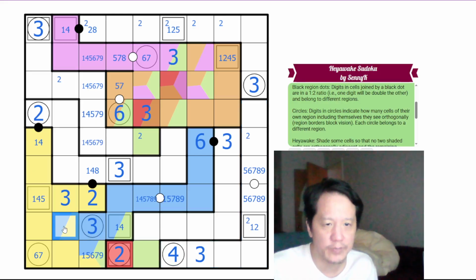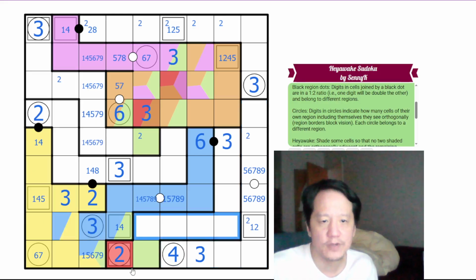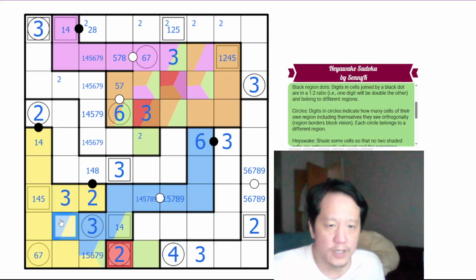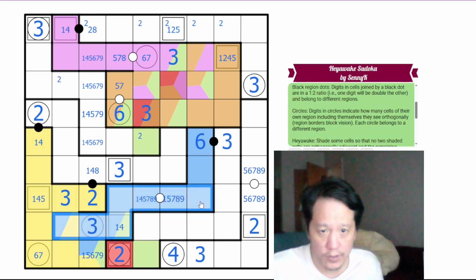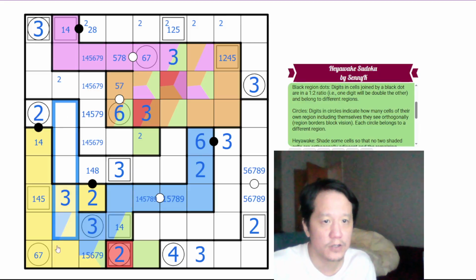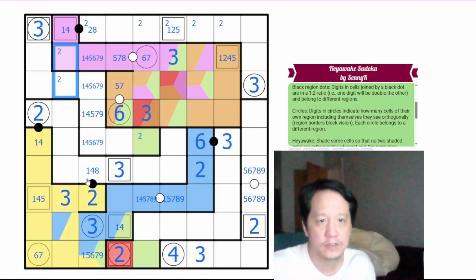So 2 cannot be here. 2 can't be any of these cells because of the 2 in the region, so 2 has to be here, which means this can't be 2 there. So blue cannot have a 2 here, or here, or here, so blue has to have a 2 there. Where's 2 then in column 2? I guess it could be either of these. So either of those could be 2.